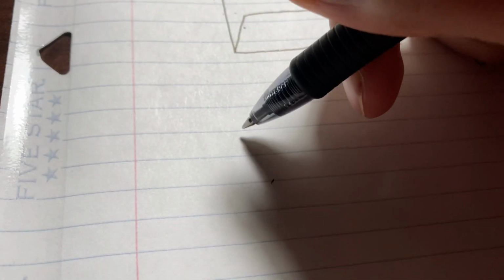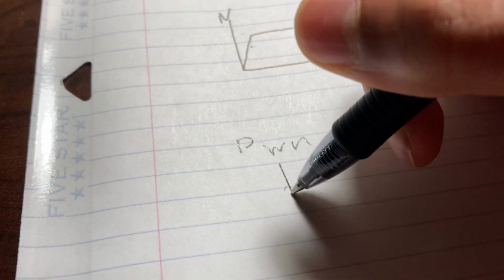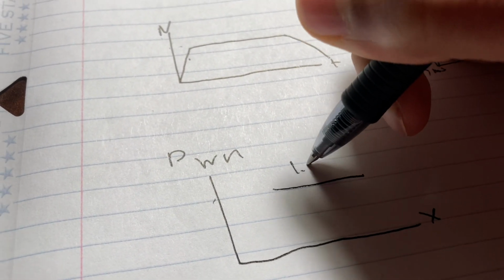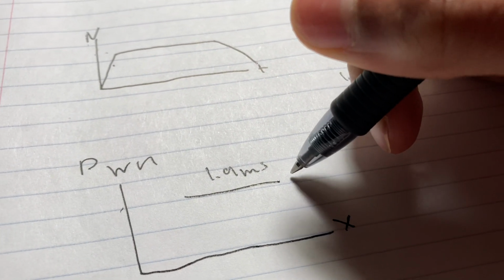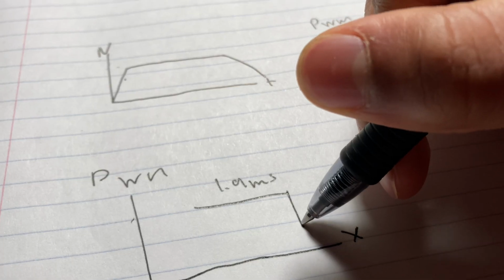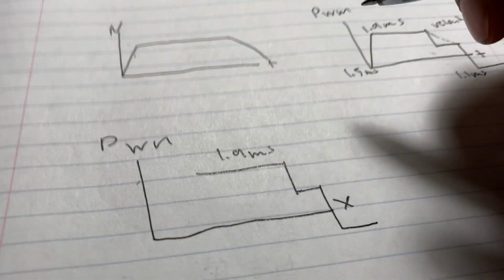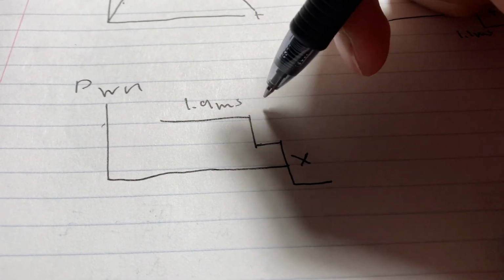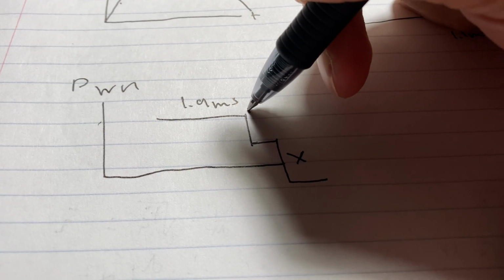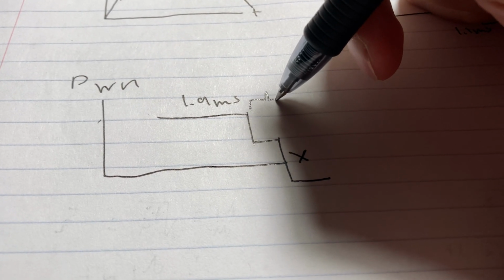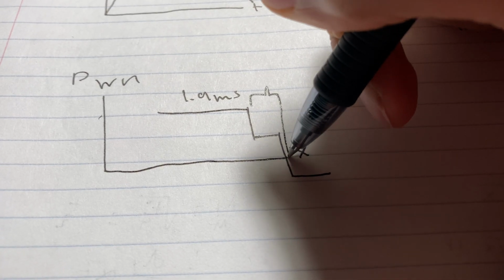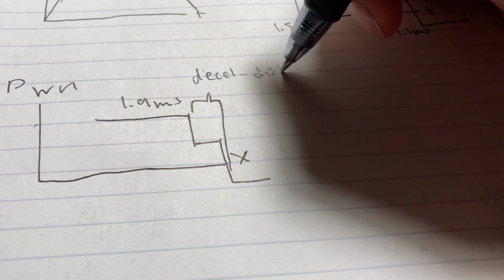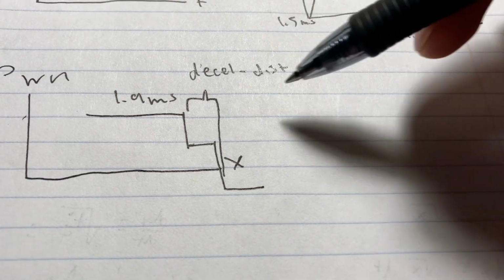So because of this, let's look at our PWM versus distance instead. We're going to have our full speed section. This is going to be 1.9 milliseconds. We're going to have this obviously similar to this, and now we actually know the quantities for this. So we know that the distance from here to there is decel_dist. And this is a variable that you can access in your code.